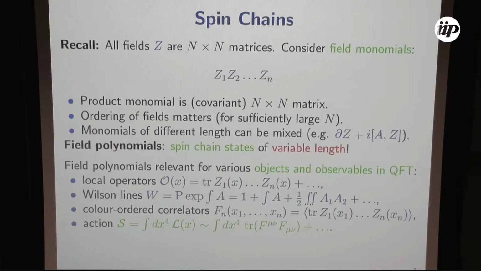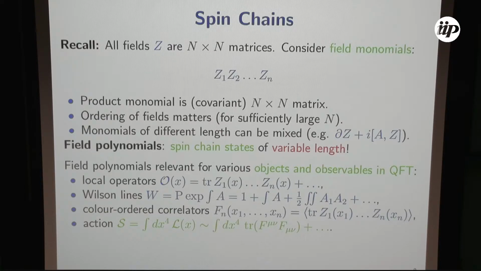Such polynomials will be relevant for various objects that you encounter in QFT. So for example, local operators, that's how this enterprise of integrability in N=4 super Yang-Mills started, where you take a trace of such a polynomial. That will be a local operator if all of these fields are evaluated at the same point in space-time. Another interesting class of observables are Wilson lines. These are path-ordered exponentials of the gauge fields along a certain path. If you take Wilson lines or Wilson loops, they are similar to local operators, but they are not local, so they are in some sense non-local operators.